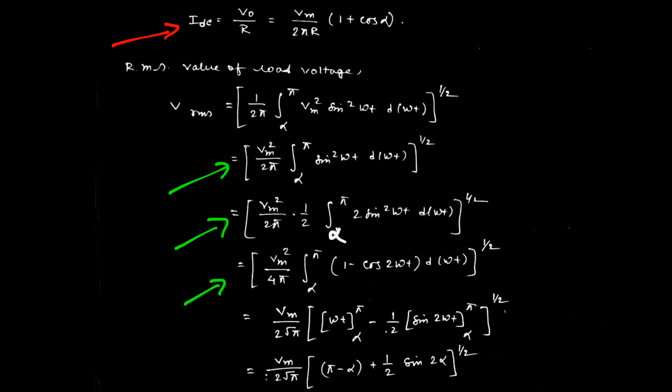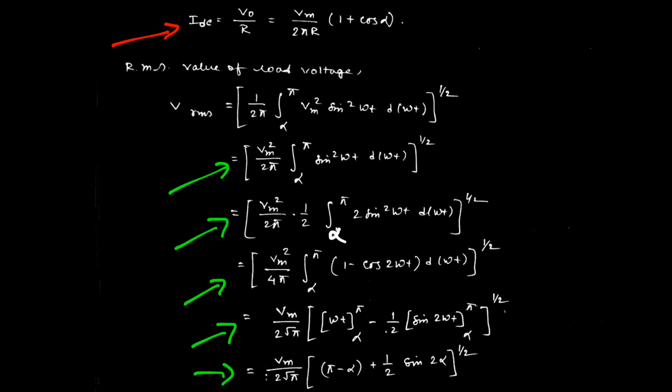So further we can express it as Vm by 2 root pi, where the integration of 1, the constant, gives omega t, and the cos 2 omega t term gives 1 by 2 sin 2 omega t. Considering the upper limit and lower limit, we can say Vm by 2 root pi under bracket pi minus alpha plus 1 by 2 sin 2 alpha, under root. So this is the final expression for the RMS value of load voltage.